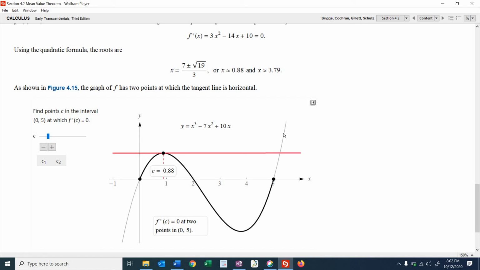Okay, so the theorem again guarantees us the existence of at least one value of c in the interval from 0 to 5 where the derivative is equal to 0, but it is certainly possible that there's more than one, and in this case there's actually two of them.